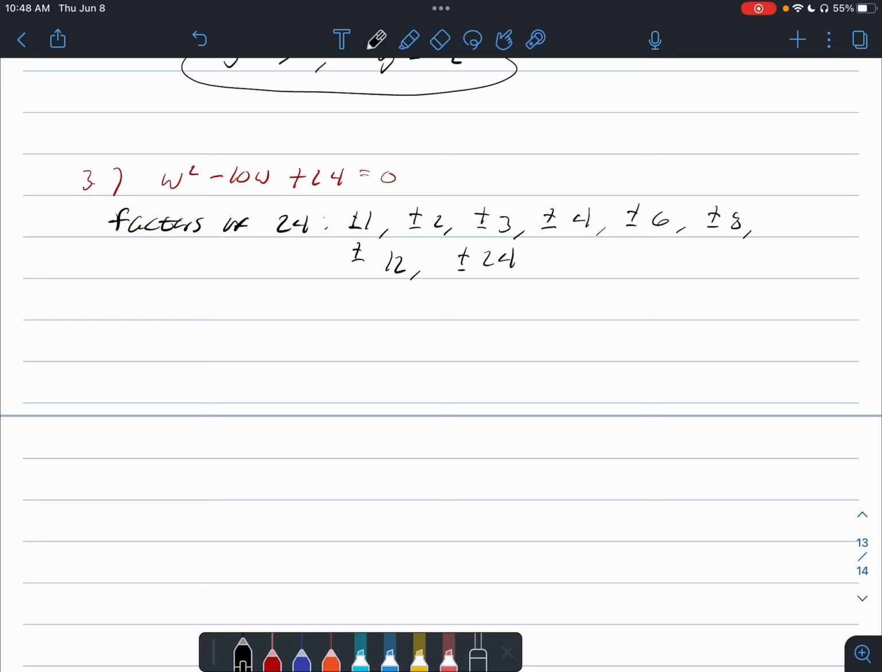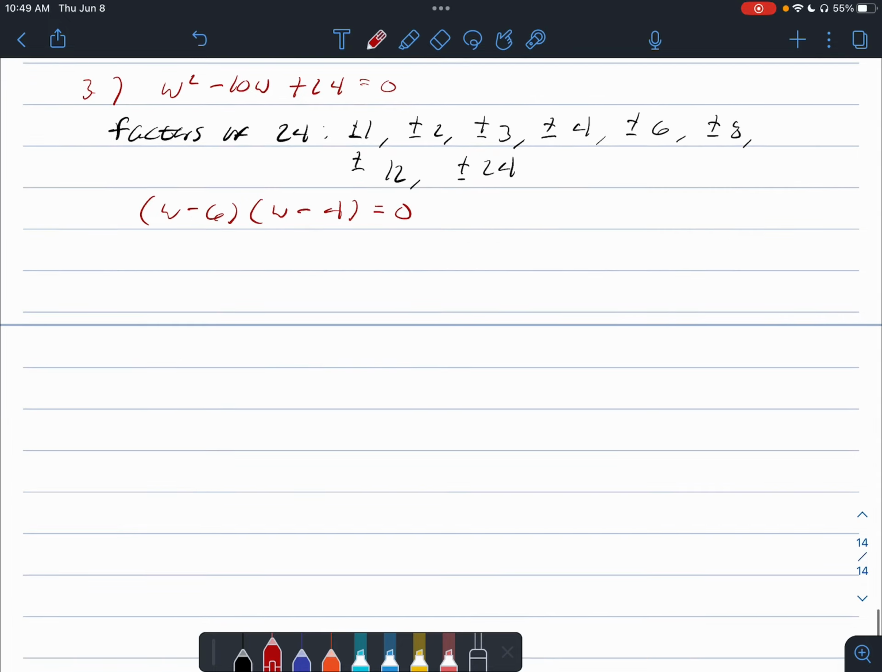So you want to find out which combination of these would add to give you negative 10. So find all of the ones that add up to give you negative 10, and then also multiply to give you positive 24. So really here the only ones that actually do that are negative 6 and negative 4. If we add negative 6 to negative 4, we get negative 10. And if we multiply negative 6 times negative 4, we get 24. So therefore, we can rewrite this as w minus 6 times w minus 4 equals 0. And therefore, our solutions are w equals 6 and w equals 4.